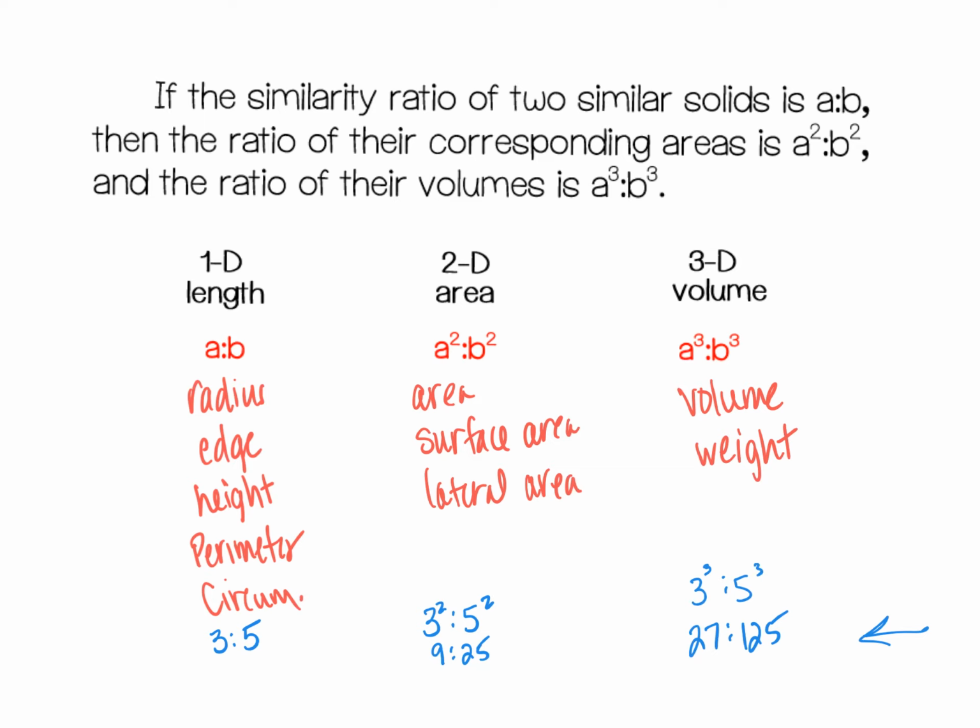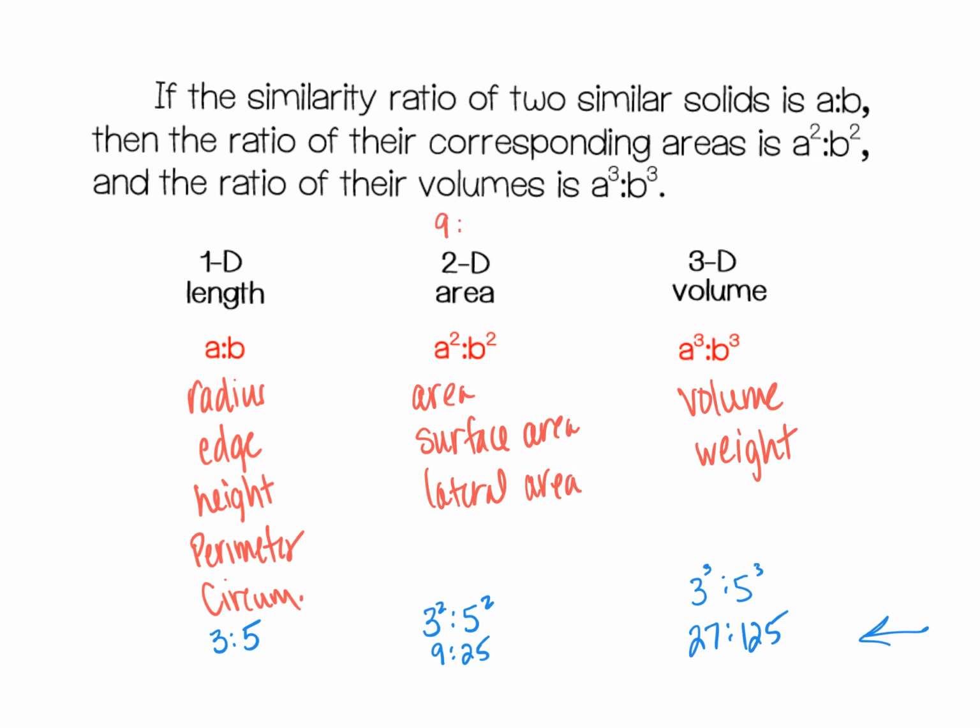Okay, another example. What if I told you that the lateral areas of two shapes are in the ratio of, let's go, 9 to 36.